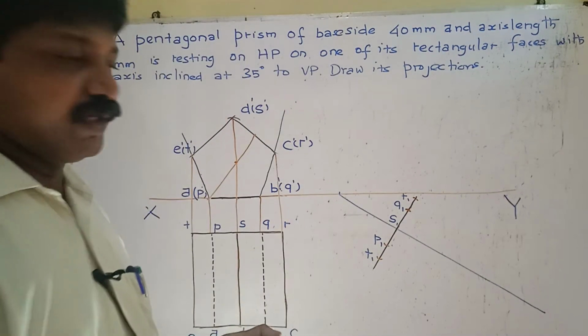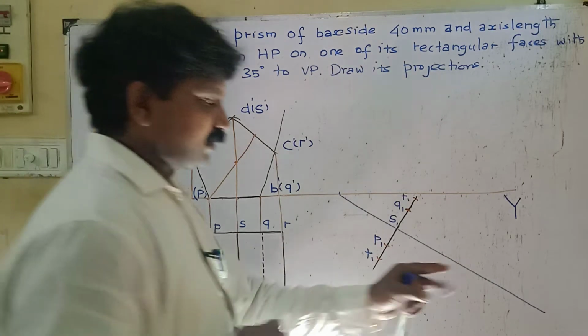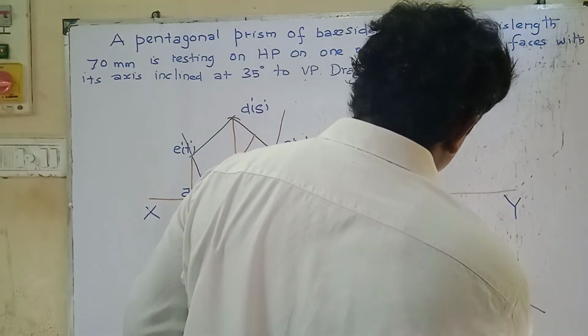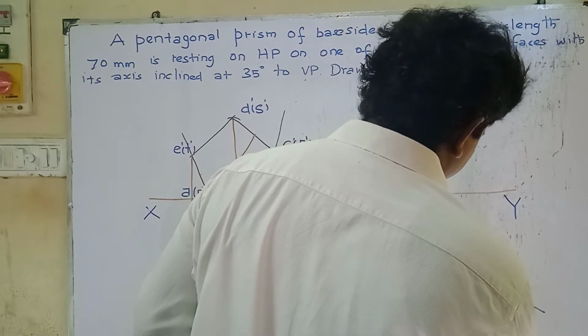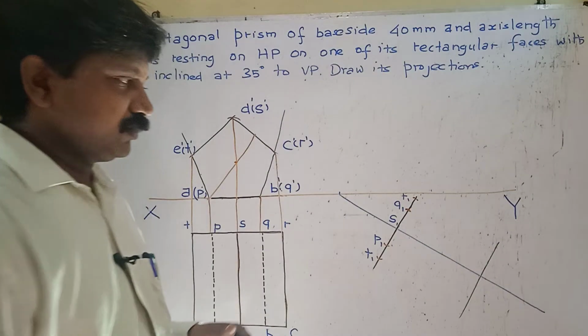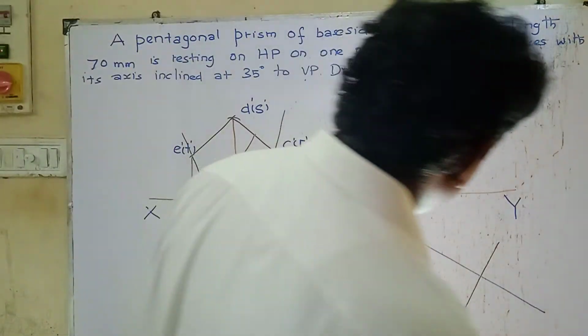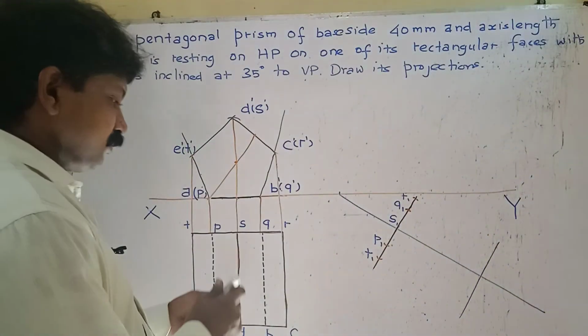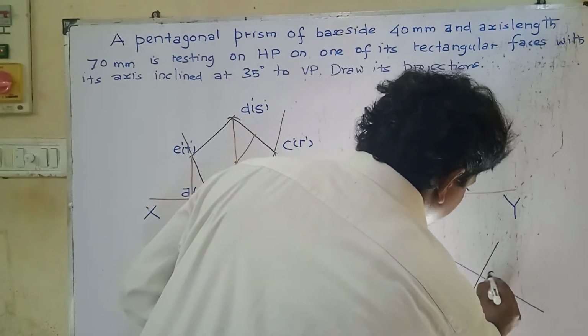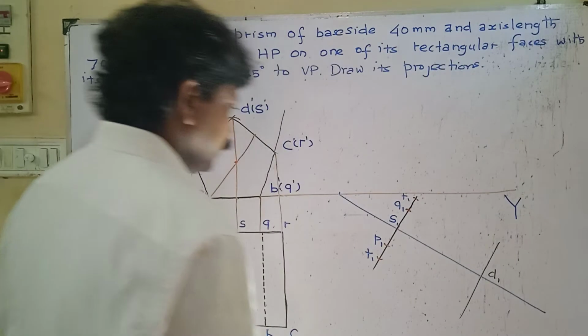Similarly, draw the bottom base. Mark the bottom base at 70 mm distance, perpendicular to the 35 degree inclined line. Similarly, the first point D1, the intersecting point, as D1.